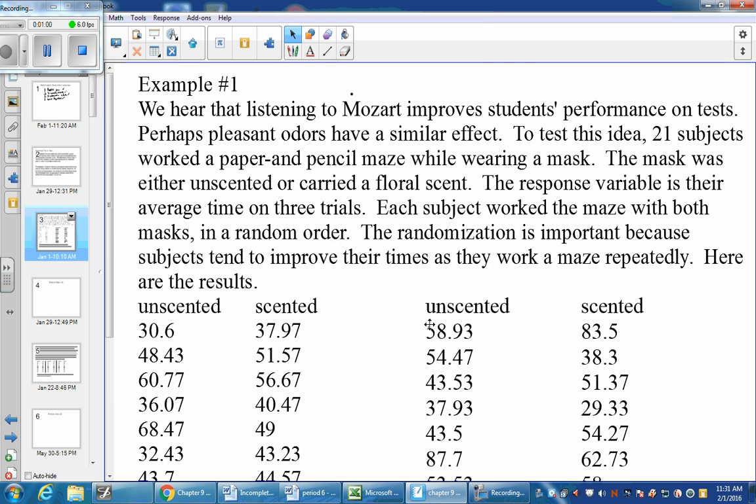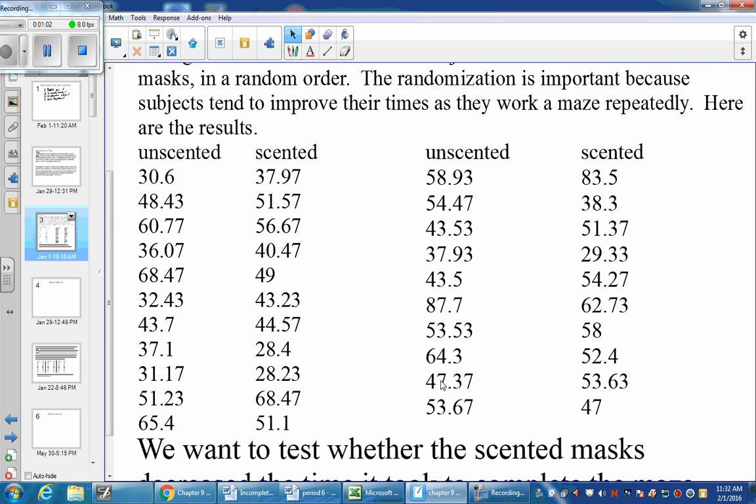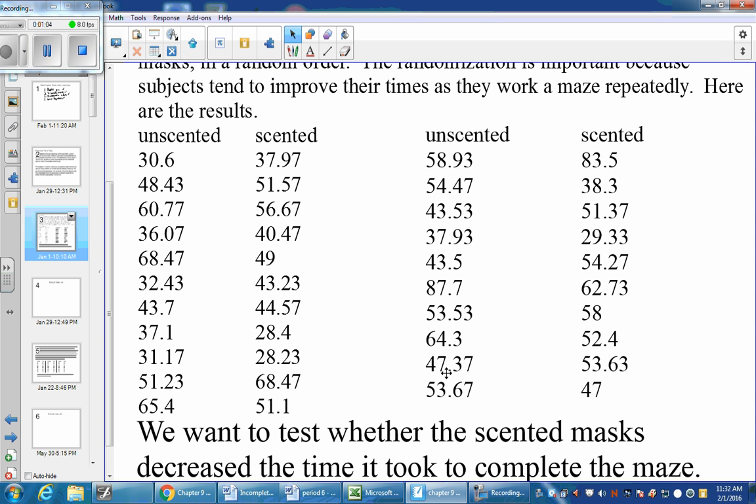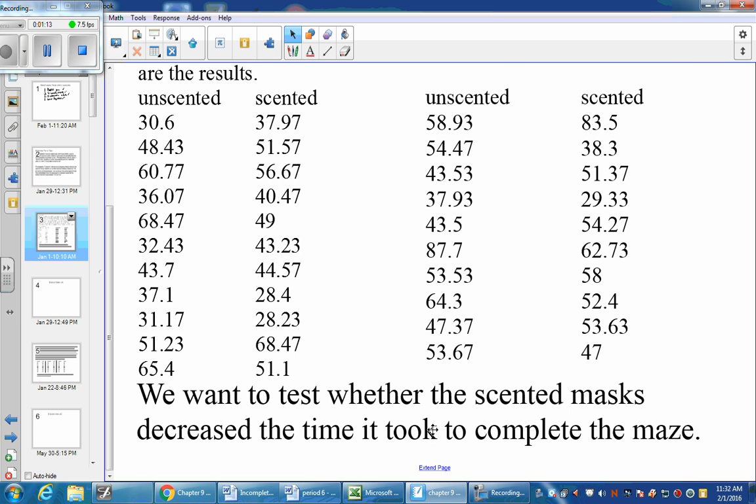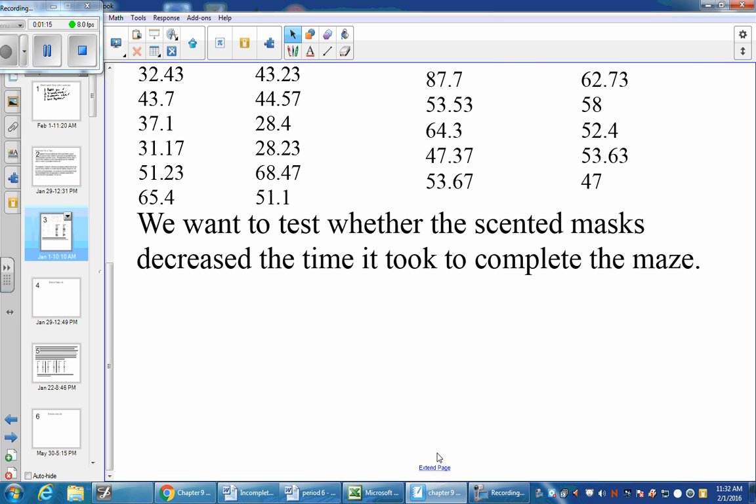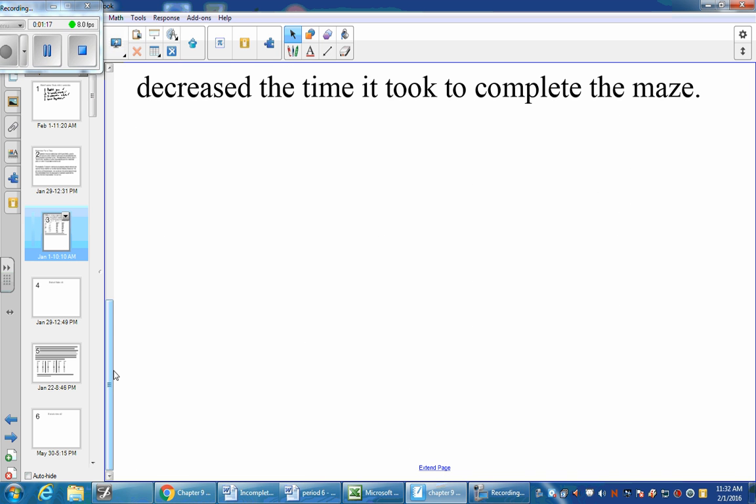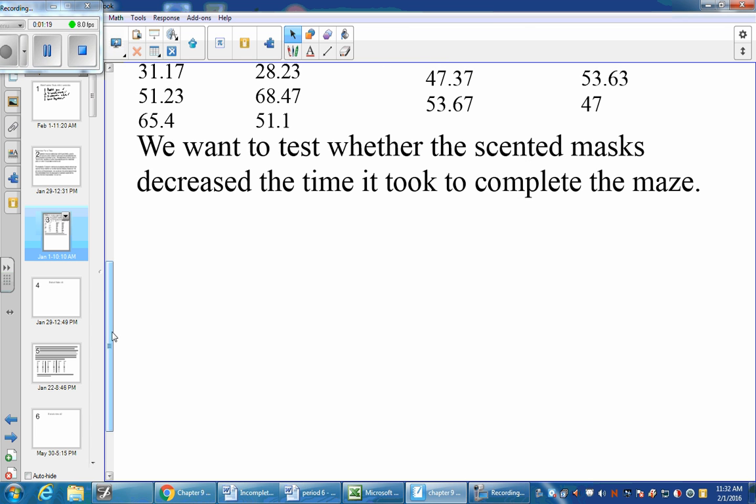All right, so here's all of our data. If you want to do this with me, which you should, pause the video and put this data into your L1 and L2 columns on your calculator. Now we need to write a significance test. The first thing that we have to do is the hypotheses.